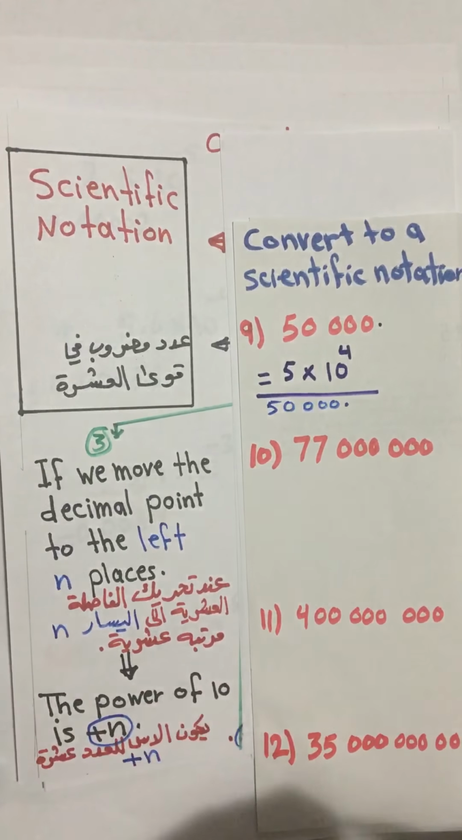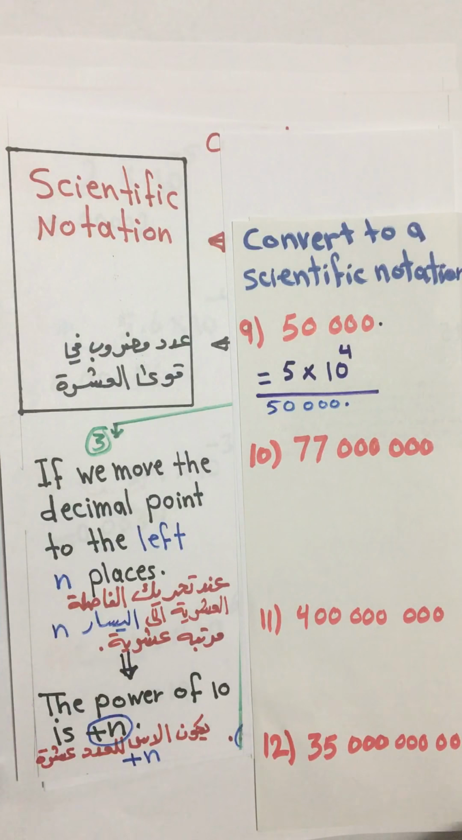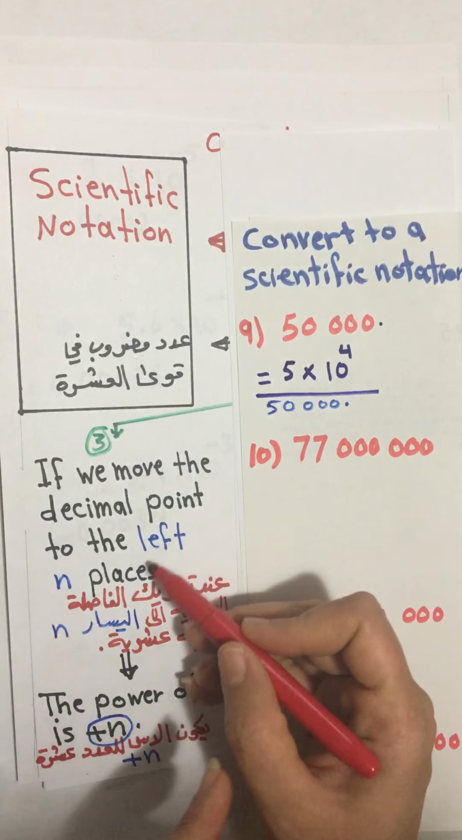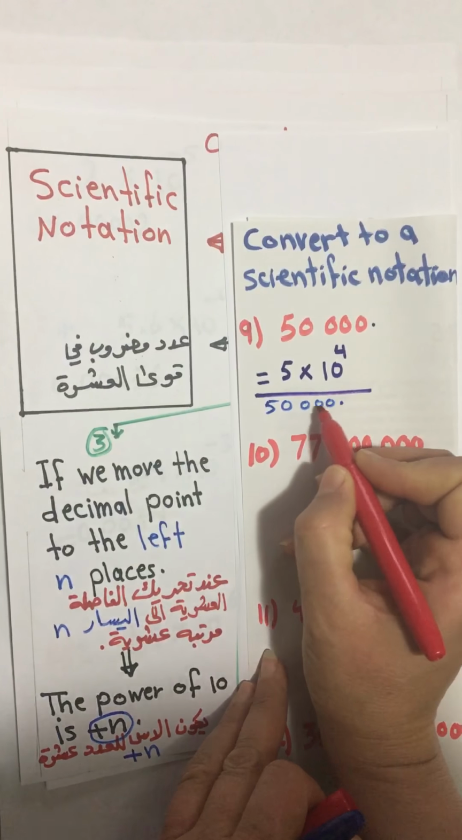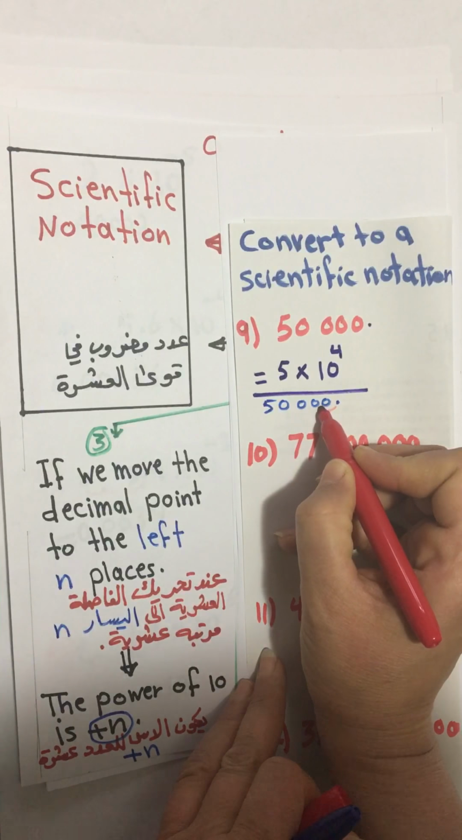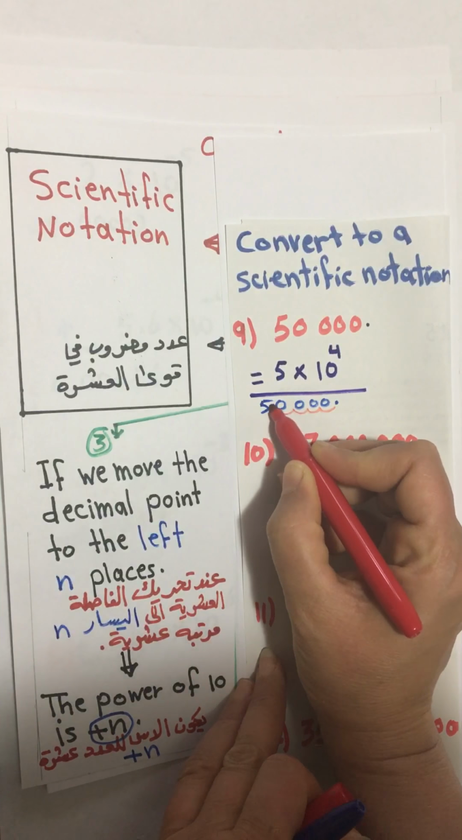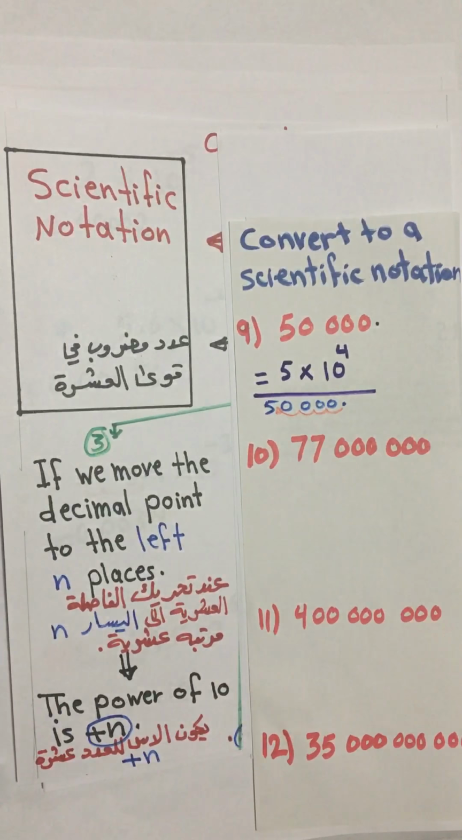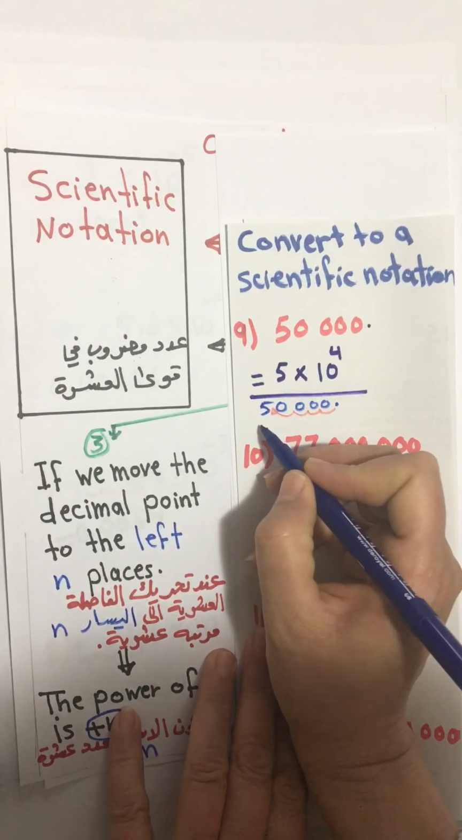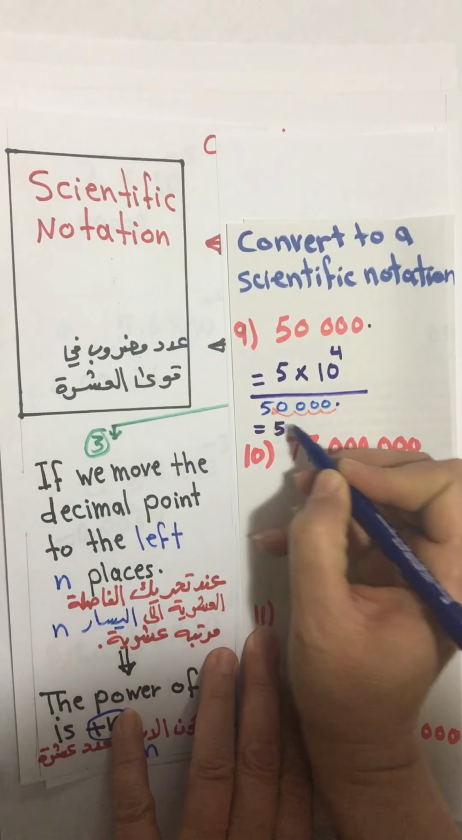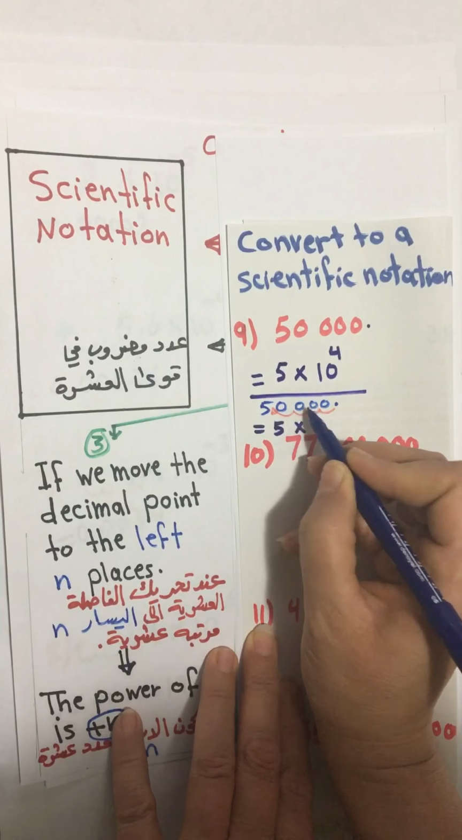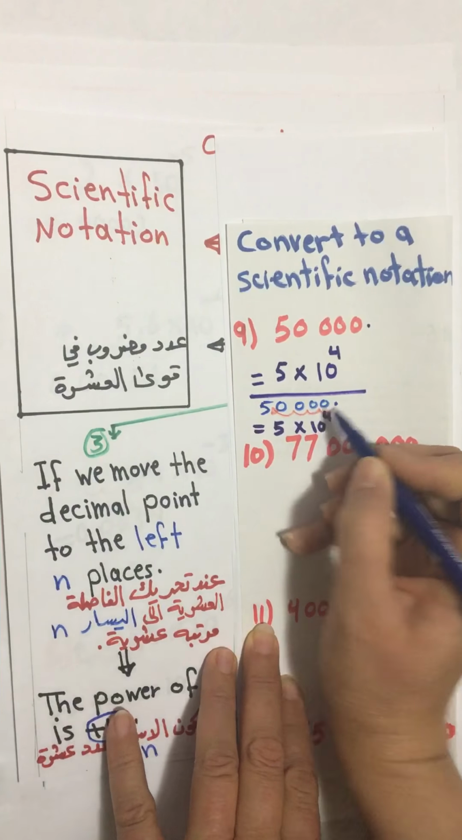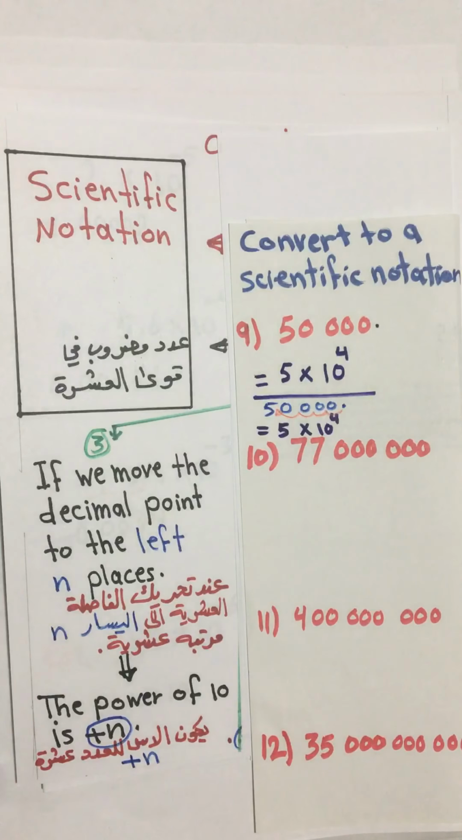I have a decimal point, so I'm going to move the decimal point to the left 1, 2, 3, 4 places, and the answer is going to be 5 times 10 to the power 4, equals 5 times 10 to the power 4. The power is positive.